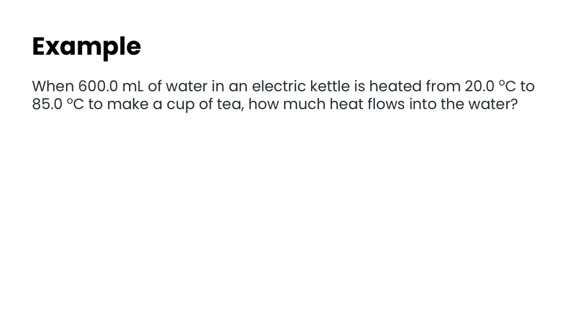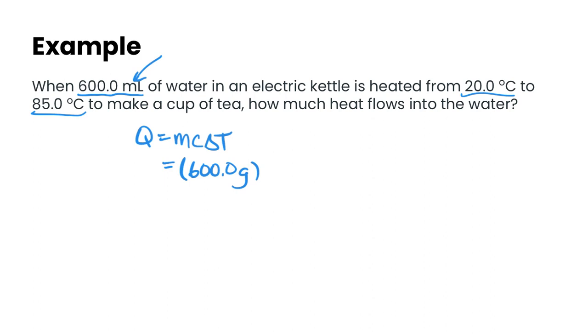In this example, we have 600 milliliters of water in an electric kettle, and we're heating it from 20 degrees Celsius to 85 degrees Celsius, and we want to know how much heat flows into the water. So let's use our Q equals mc delta T, and we're trying to figure out Q, so we're going to plug in all of our other values. Now, the m is the mass of the water that we're heating up. Water has a density of 1, so 600 mL is the same as 600 grams.